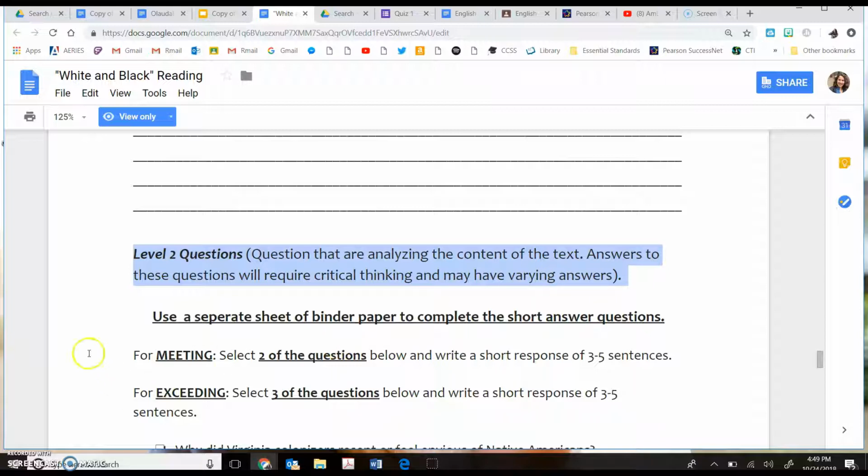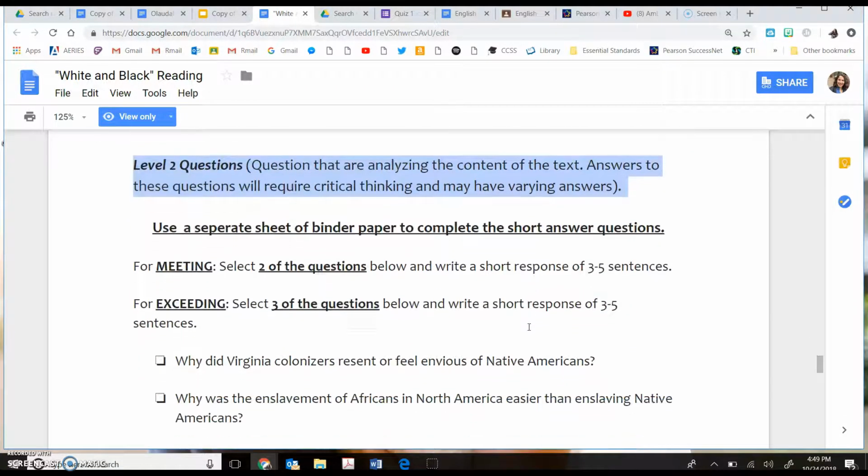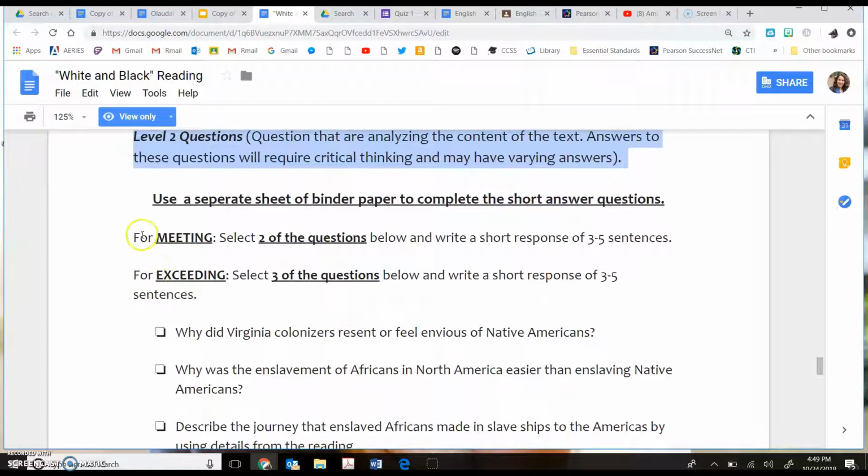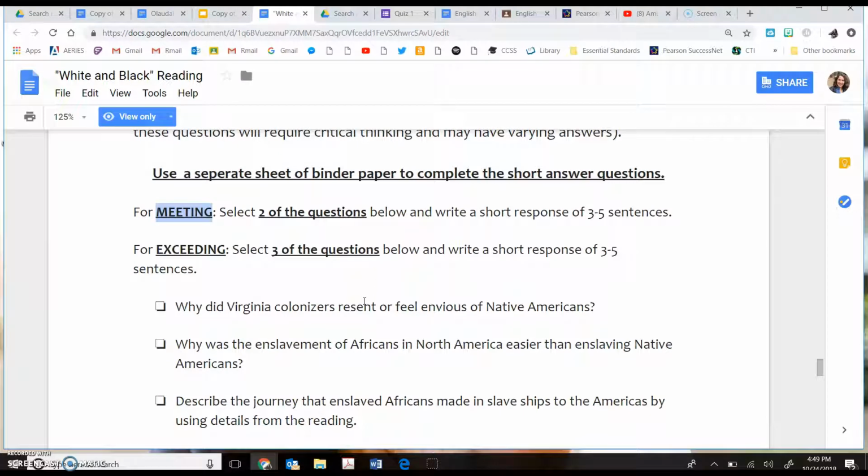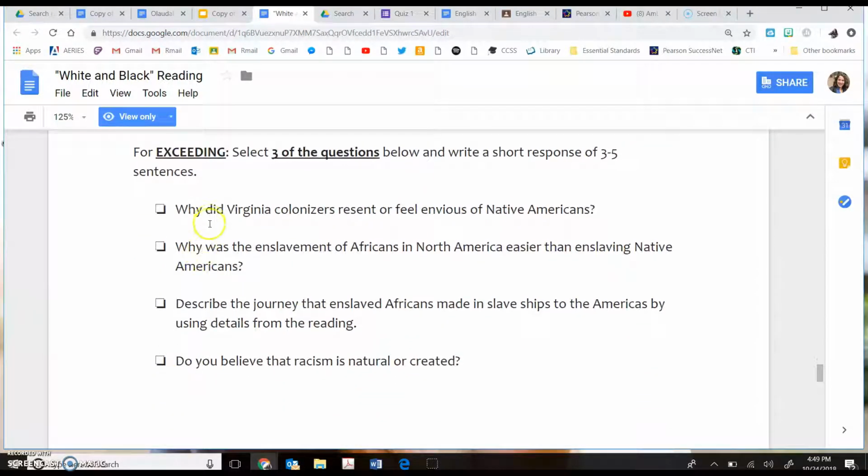You're going to use a separate sheet of binder paper, and you may have some of my paper over on the table to answer these questions. What I'm looking for you to do is to meet my expectations. You're going to select 2 of the questions below and write a short response of about 3 to 5 sentences. These are the questions down here. There are 4 for you to choose from.